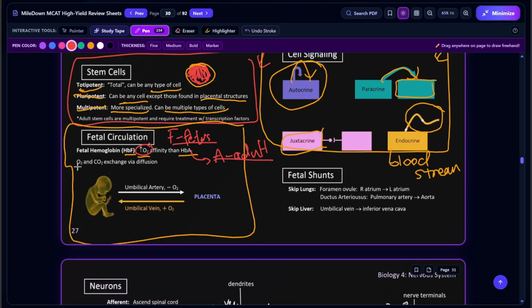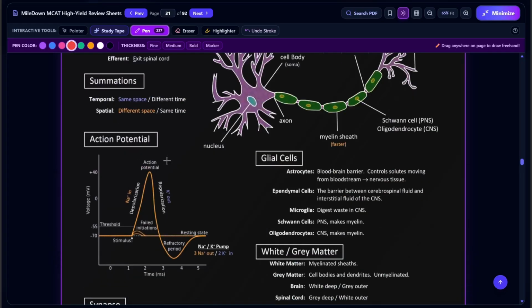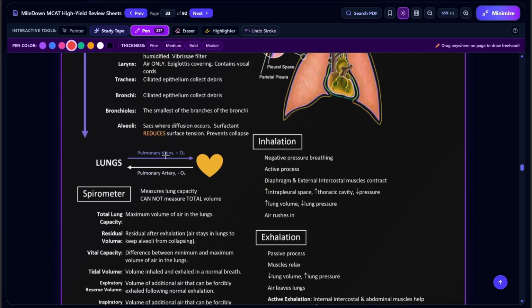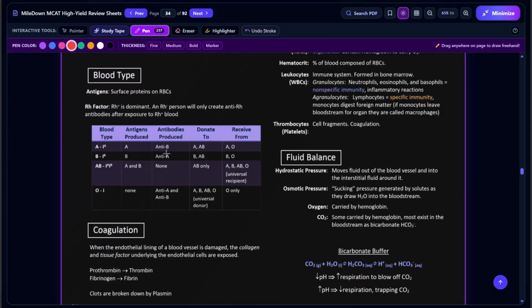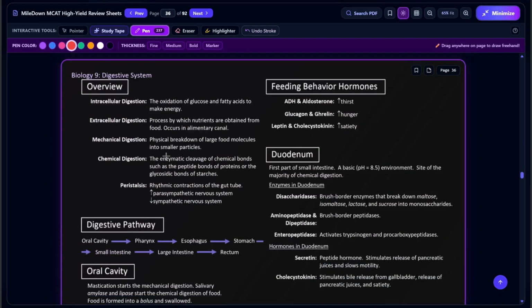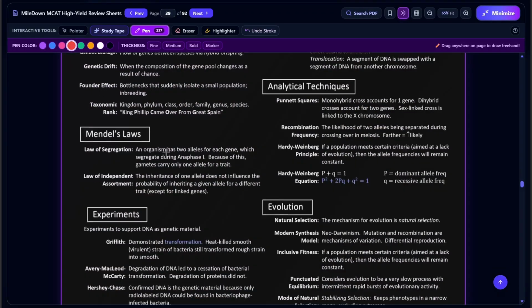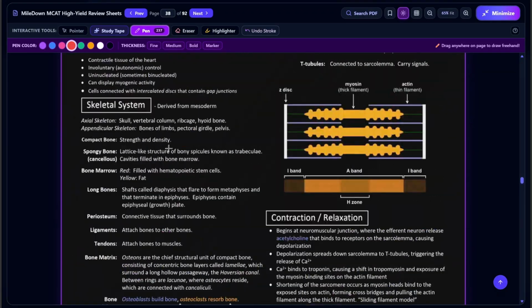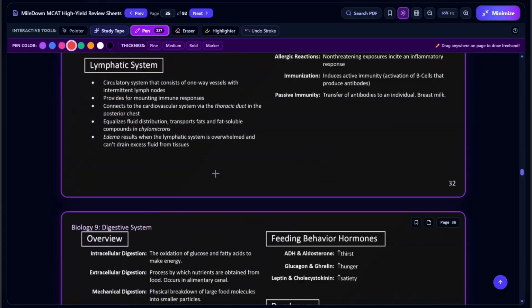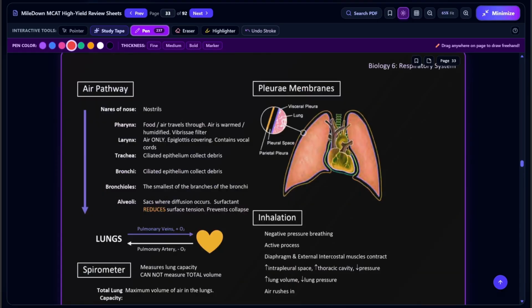And so O2 and CO2 exchange via diffusion. This is basically something you learned in the respiratory system. Where did it go? Is there a respiratory system somewhere here? Did I miss it? I think I missed it. Whoops. Well, let's go through. Let me just get a picture. Yeah, so I literally passed it actually. So this is biology 6 on the respiratory system, and I'll quickly show you how it's related.